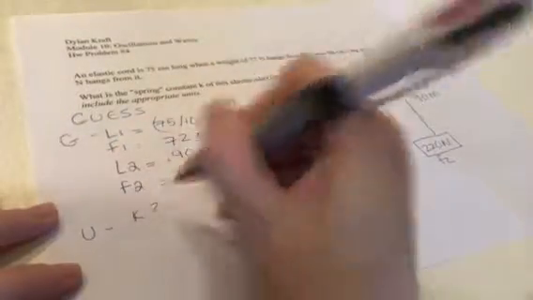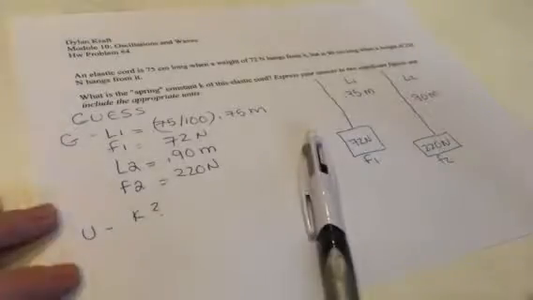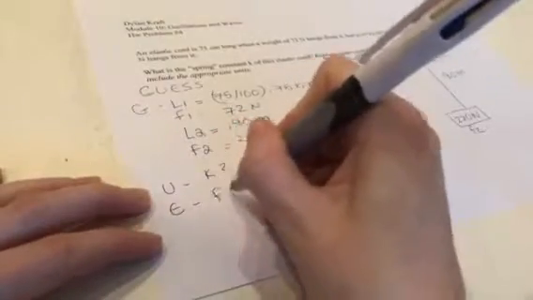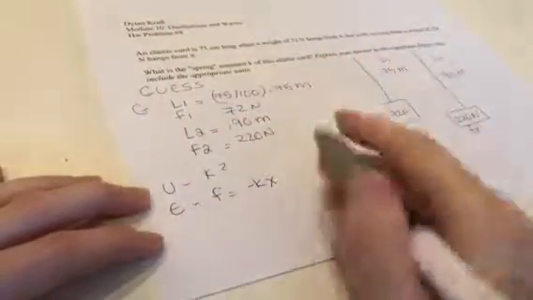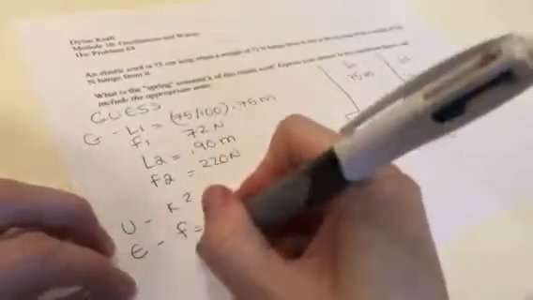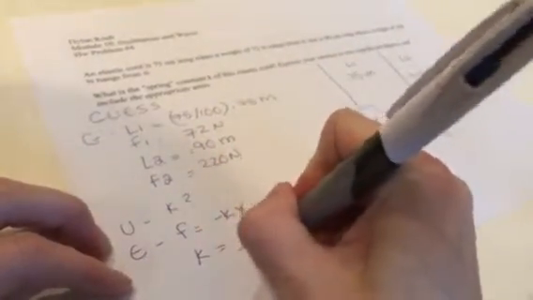Now again, the unknown is what I'm solving for, which is K. So I'm going to look at my formula sheet. I see Hooke's law has everything I need. So E is for equations, F equals negative kx. I'm solving for K, so I'm going to rewrite this in terms of K. So I have K equals F over X.